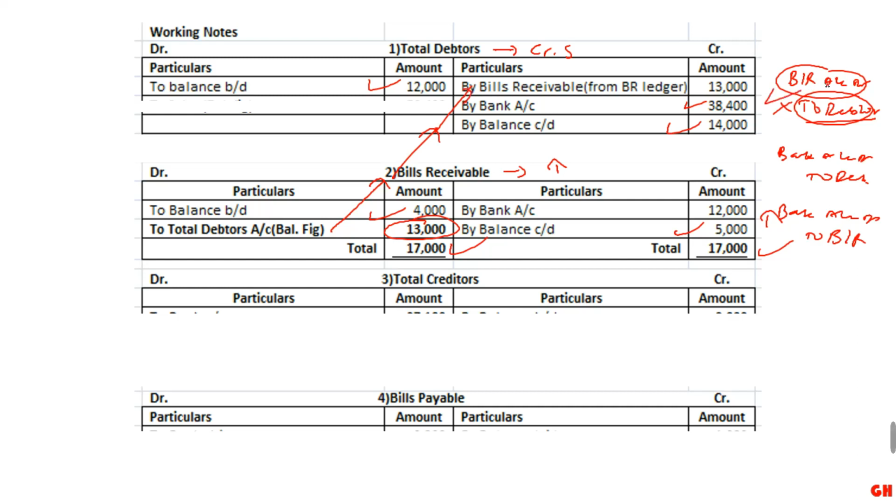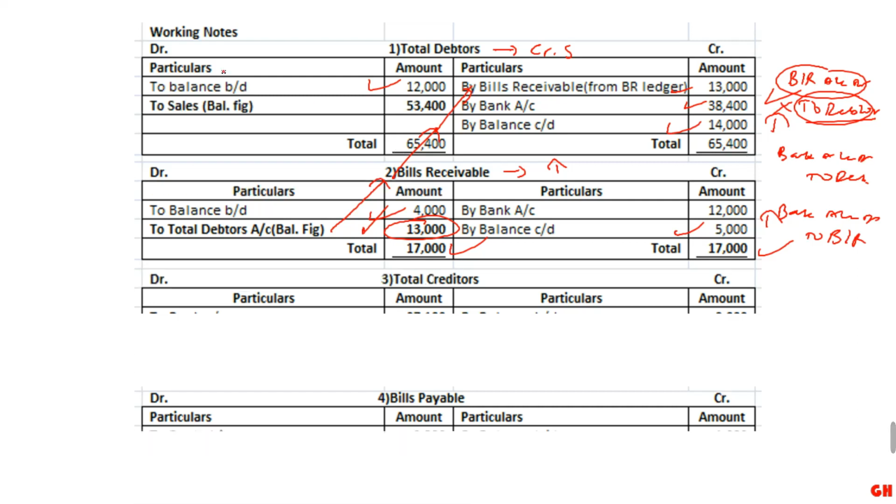We are following this entry: bills receivable account debit to debtors account. Now we have to balance total debtors also. The balance amount is 65,400, and so here the balancing figure will be 53,400, which will be called credit sales. Credit sales is very important because cash sales is also given.